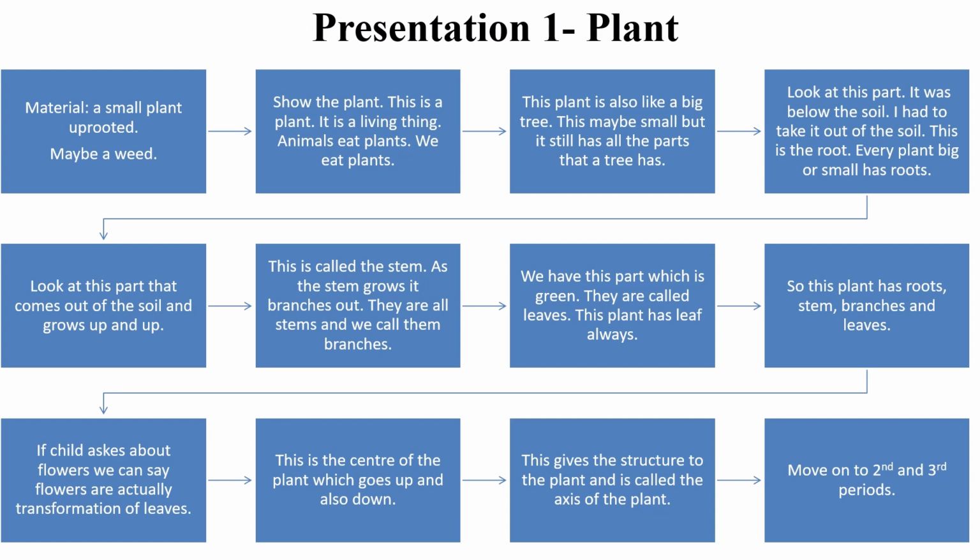If the child asks about flowers, we can say flowers are actually a transformation of leaves. Move on to the next part. This is the center of the plant which goes up and also down. This gives a structure to the plant and is called the axis of the plant. Next, we move on to the second and the third periods.